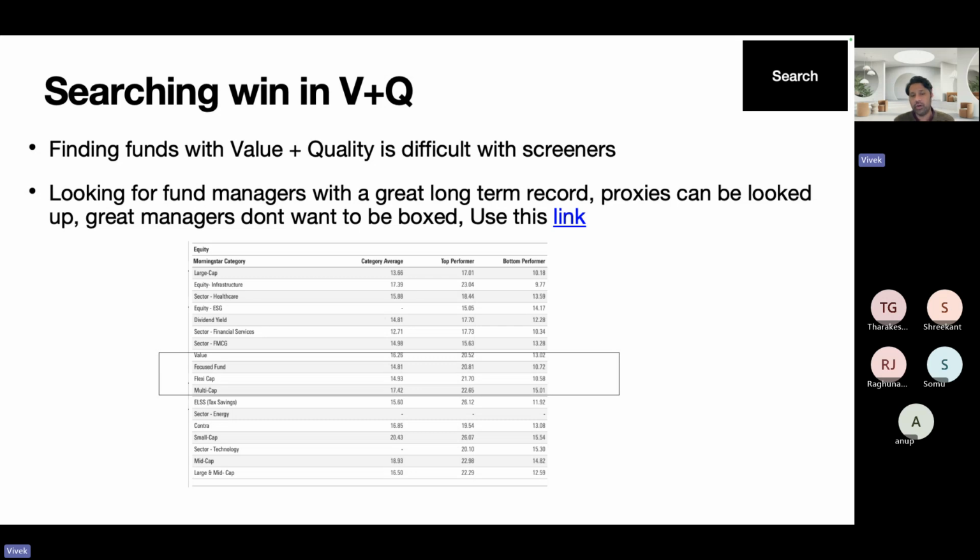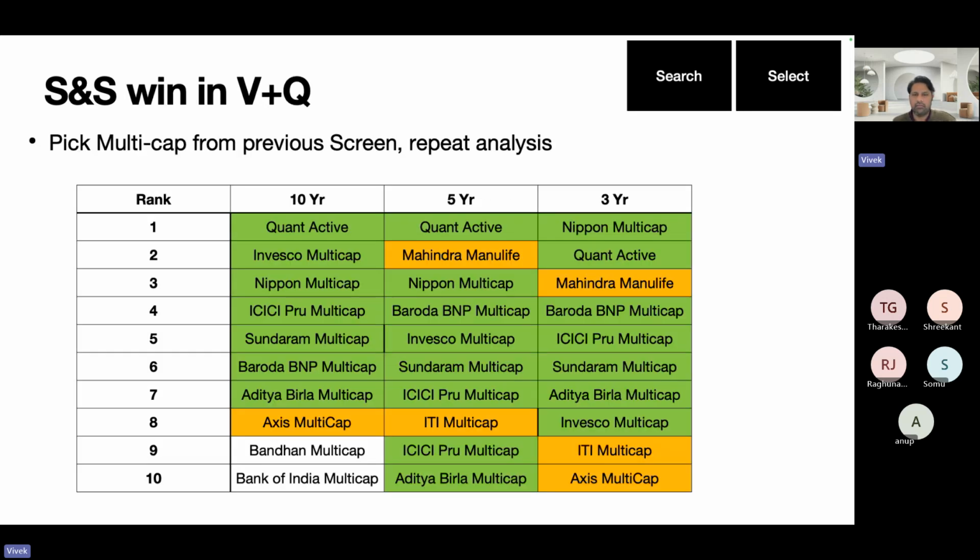But even 22, 23, 21 is great numbers for people to focus. So then, as a proxy for value and quality, we will look at focus funds, flexi cap funds, or multi cap funds. The idea is very similar, right? You pick one category and then you run the exercise again. So what I did was I picked up the multi cap from the previous scheme, and then I repeated the same analysis of the top 10 funds in the 10-year, 5-year, and the 3-year time frames for the multi-cap universe.